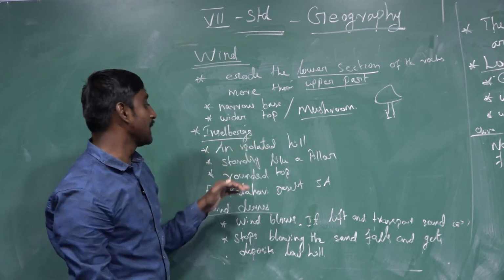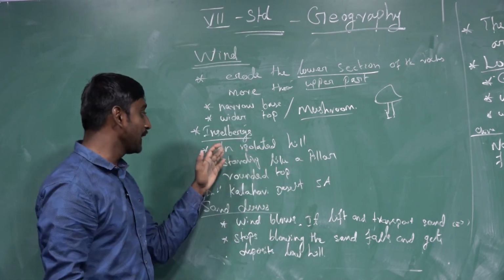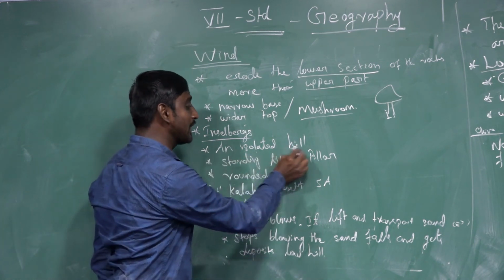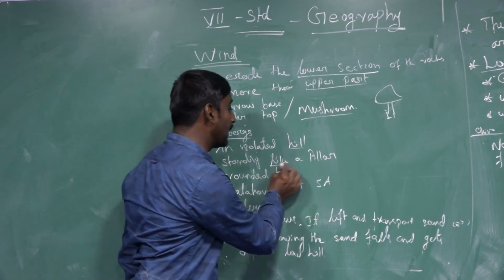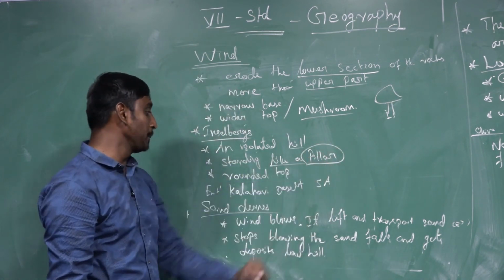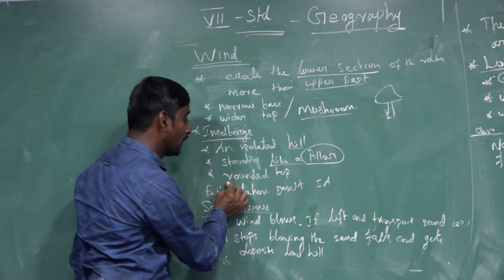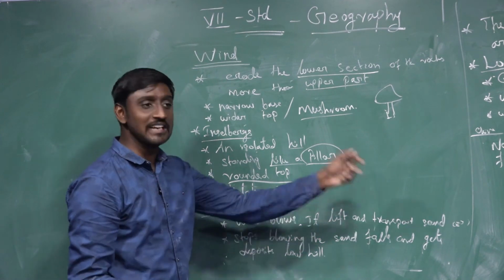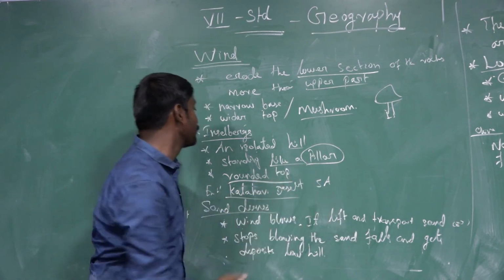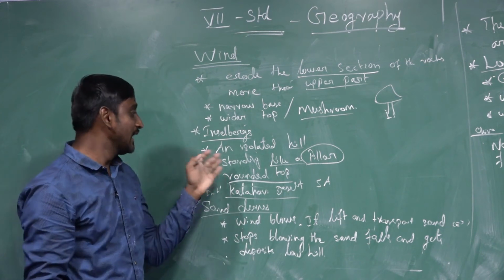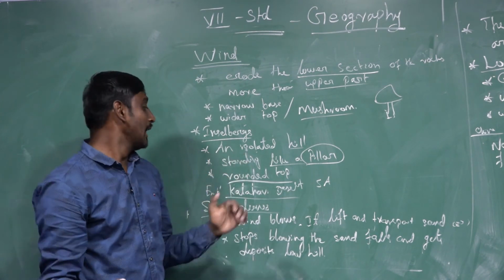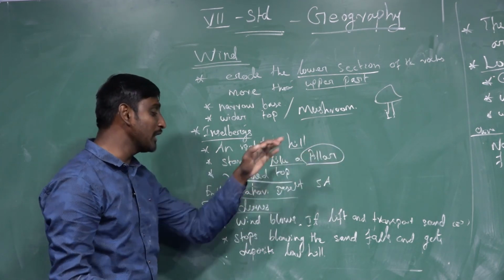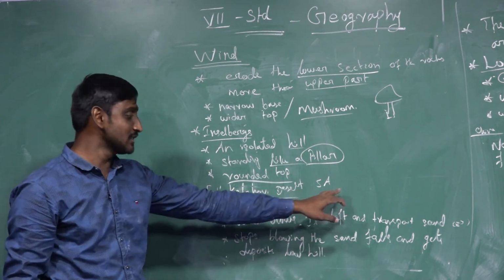Next, Inselberg. Inselberg means an isolated hill. An Inselberg is an isolated hill standing like a pillar, with a rounded top. For example, the Kalahari Desert in South Africa.